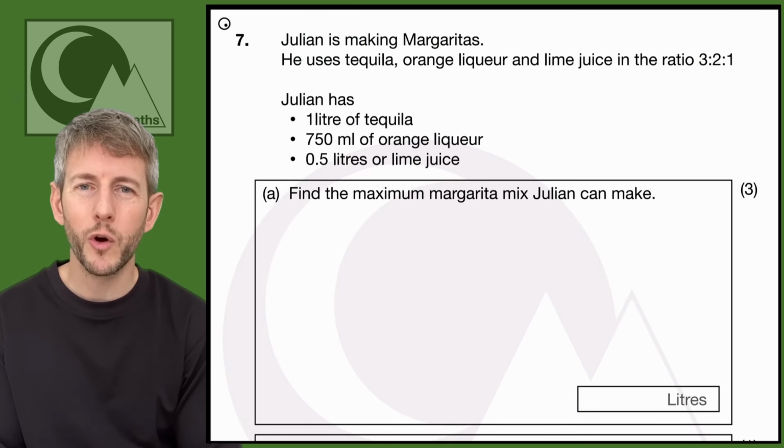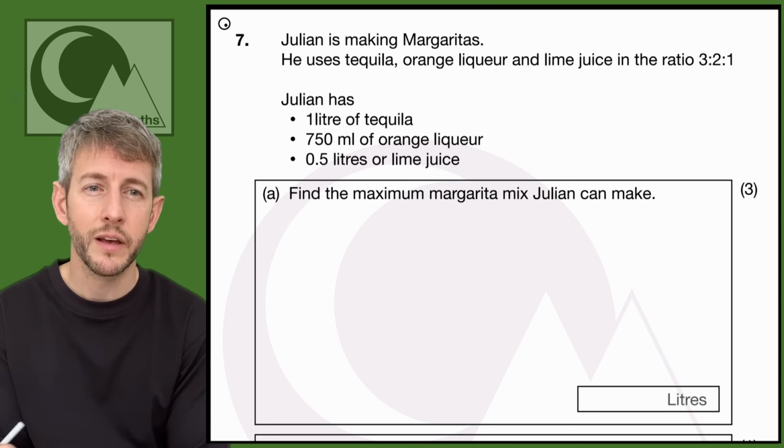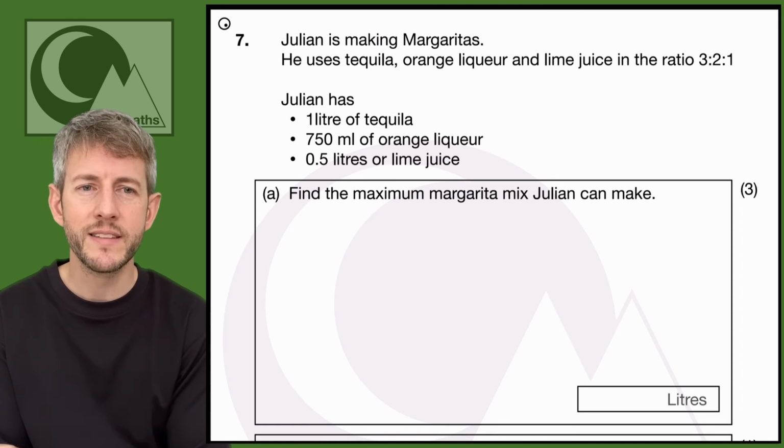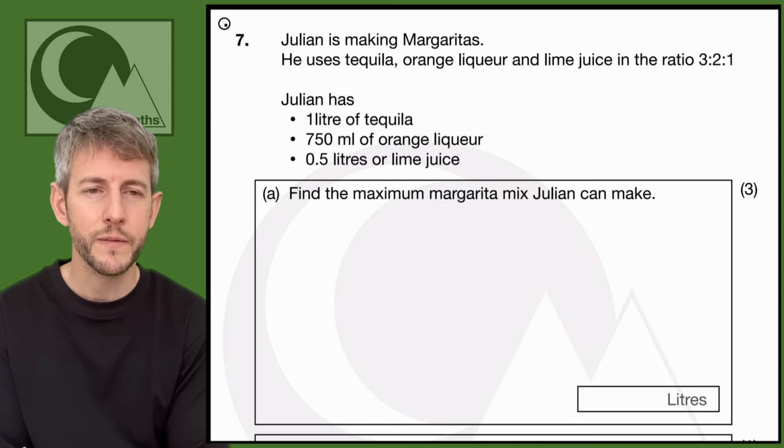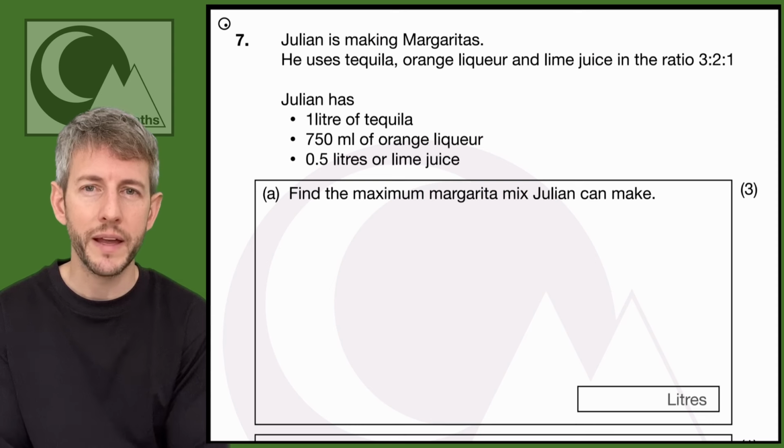Right, so here we go. We've got question 7 here, and it says Julian is making margaritas. He uses tequila, orange liqueur, and lime juice in the ratio 3 to 2 to 1. Julian has 1 litre of tequila, 750 mils of orange juice, and 0.5 litres of lime juice. Find the maximum margarita mix Julian can make.